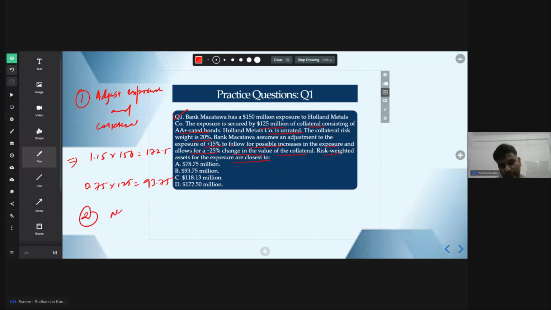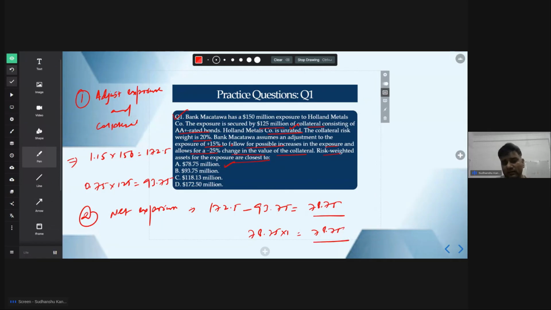The second step is to calculate the net exposure. Net exposure is equal to 172.5 minus 93.75, which brings us 78.75, right? Then you apply the risk weight. In this case the counterparty is unrated, so the risk weight is 1, right? So 78.75 times 1 is equal to 78.75. So the correct answer here is 78.75, right? So adjust exposure and collateral is the first step, the second is the net exposure calculation, and third step is obviously you apply the risk weight, right?